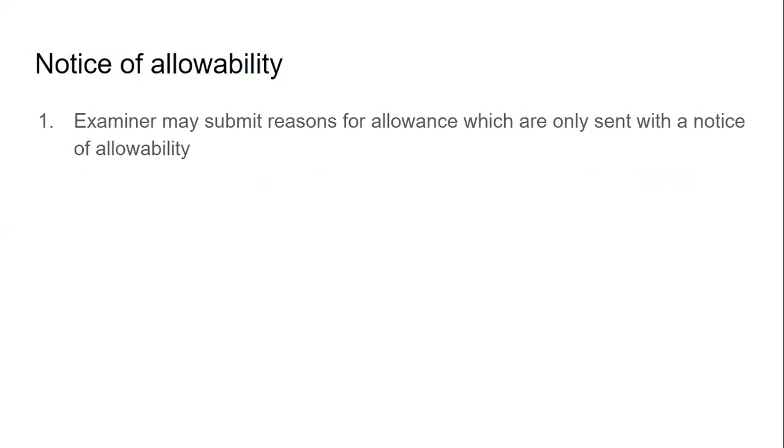So now, with a notice of allowability, an examiner can submit reasons for allowance, and these are sent with the notice of allowability. The reasonings why the examiner might put these forth are in MPEP 1300, but basically it's if the examiner wants to defend their position as far as why claims were allowed, what kind of evidence was used, and all of that might be used down the line in a re-examination or a reissue.